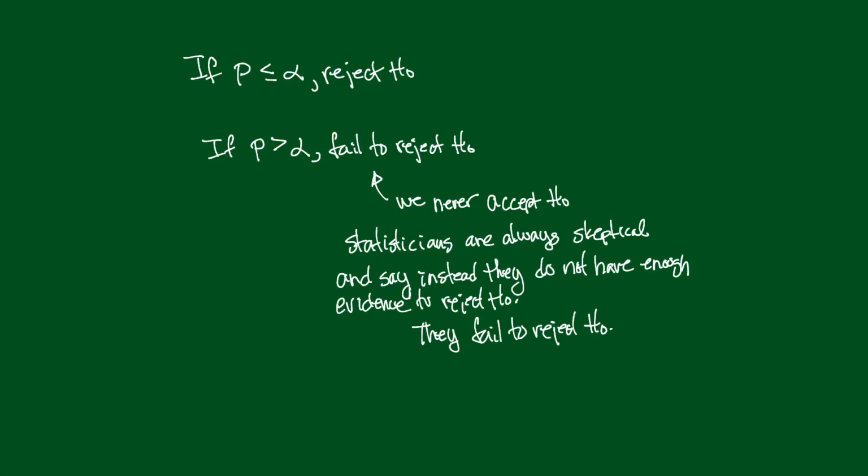Now, when doing these tests, we never say that we accept H naught. All right? We never accept H naught. Statisticians are always skeptical, and instead of saying accept H naught, they just say they do not have enough evidence to reject H naught. They fail to reject H naught.